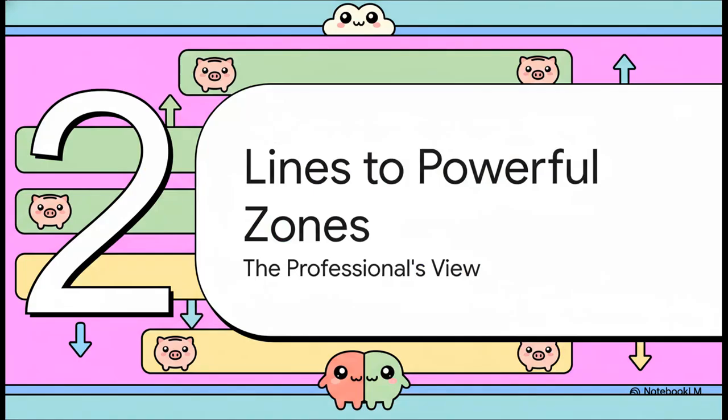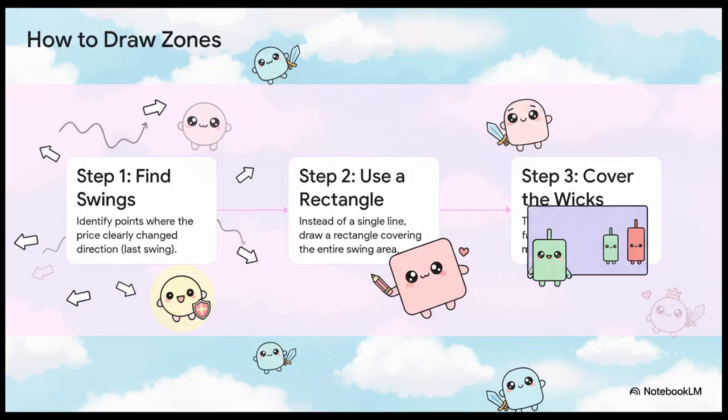Okay, so we've got floors and ceilings. Simple enough, right? But here's where we level up from a beginner's view to how the pros really see the market. See, they know that the market doesn't operate with laser precision. They don't just see a single perfect line. They see zones.